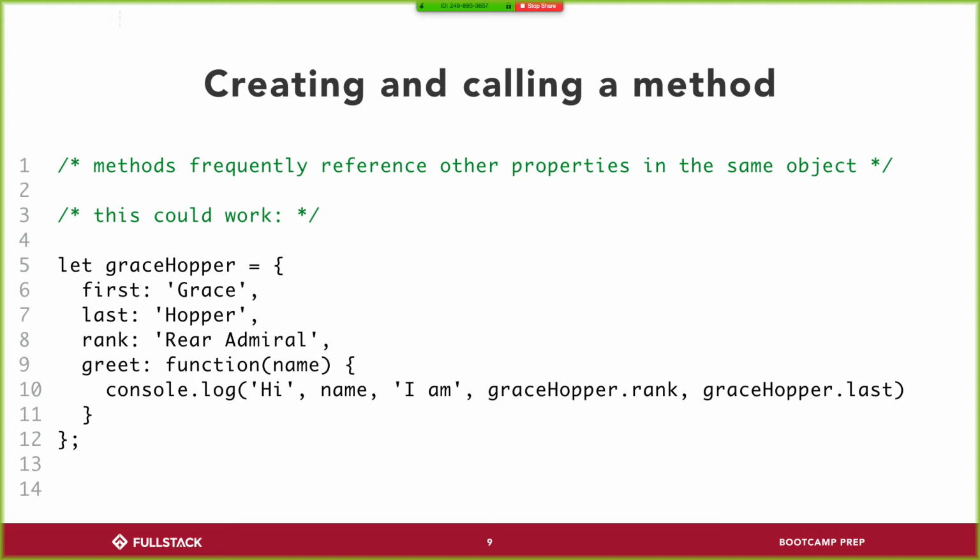So yeah, it's kind of weird because it almost seems like we're using Grace Hopper before it's declared, but basically what happens is this object gets made and then you would call greet. So at that point, Grace Hopper exists. So yeah, we could do this. This works. So now it'll say, Gabe, hi Gabe, I am Rear Admiral Hopper.